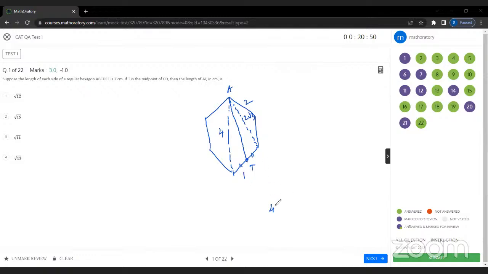So we have 4 square plus (2√3) square. (2√3) square is 4 into 3, 12, which is equal to twice of whatever square we are looking for plus 1 square. So 16 plus 12, that is 28, by 2 is 14, minus 1, 13. Square root of 13. So it is √13.